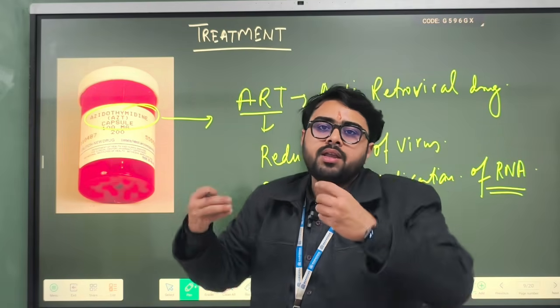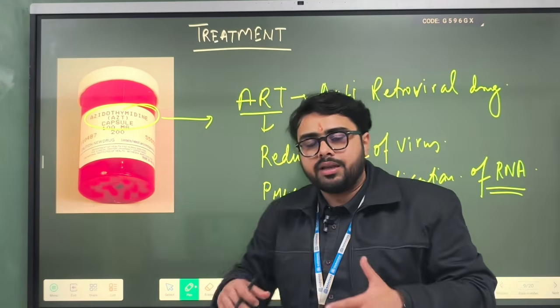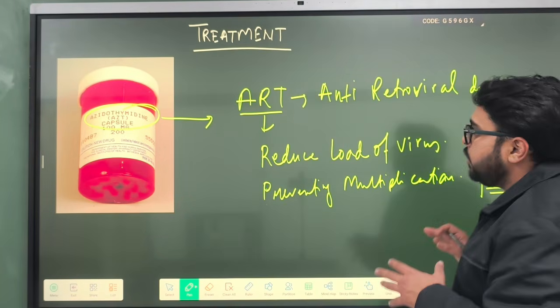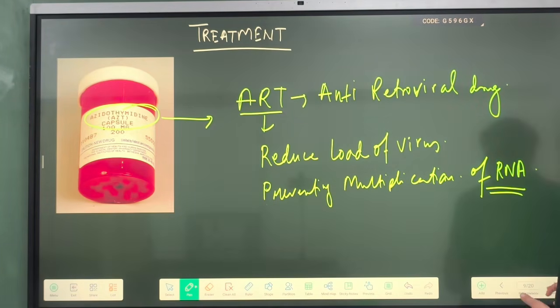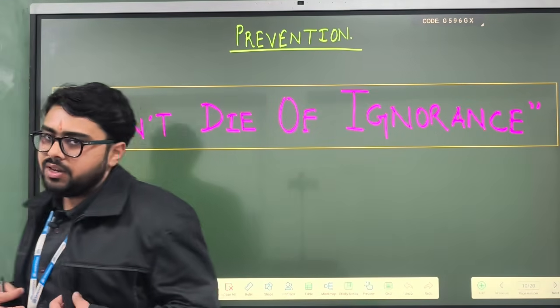They can help for temporary stoppage of the growth, but multiplication will definitely occur, and at the end of the day the life can be prolonged but the person will definitely die. So this is ART which can be used. Now let's come to the prevention, and it is very important.